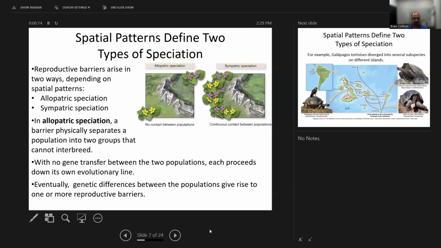So again, reproductive barriers arise in a couple of different ways, depending on the spatial patterns. You have allopatric or sympatric speciation. Allopatric is a barrier that physically separates a population into two groups. And we see that with the mountain range again, an allopatric. With no gene transfer between the two populations, each proceeds down its own evolutionary line. And eventually, genetic differences, as we see here, between the populations give rise to one or more reproductive barriers. So allopatric, you're actually separated here. Sympatric, you see continuous contact between the populations, but they're no longer able to breed with each other.